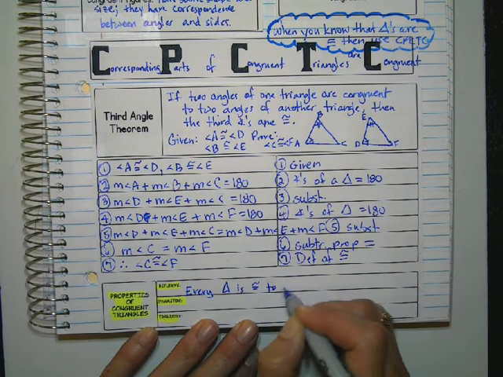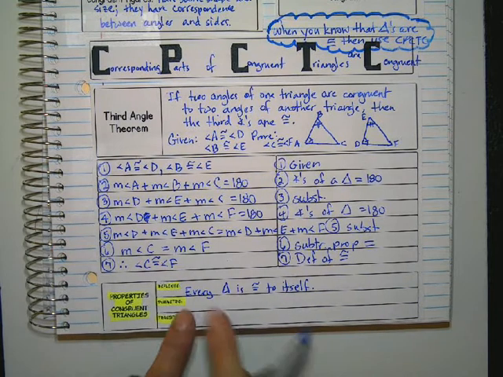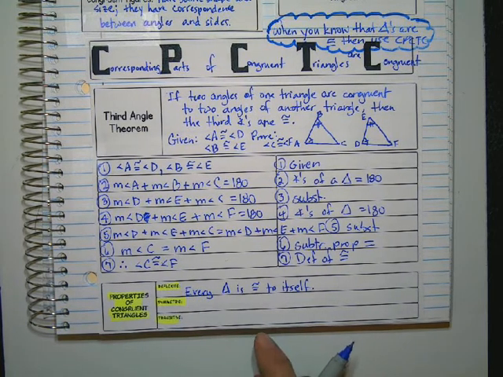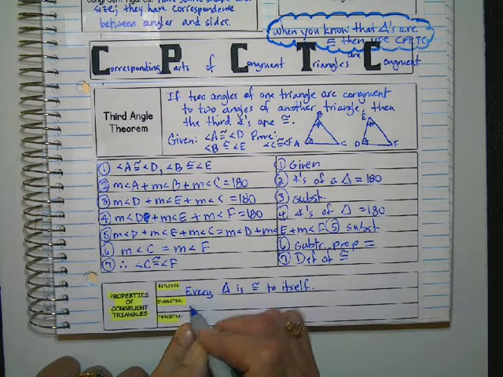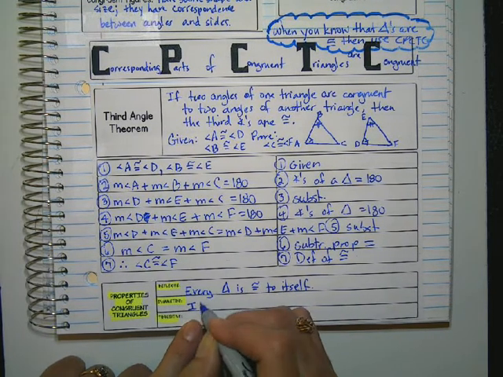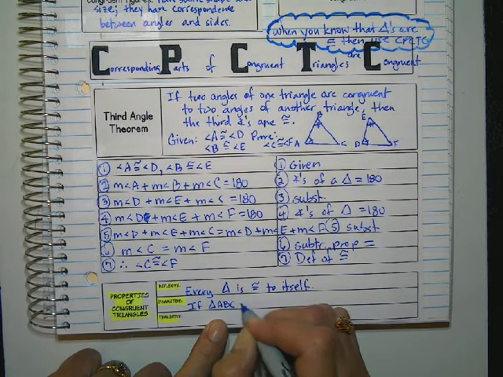Symmetric property, when we're relating to triangles, says if triangle ABC is congruent to triangle DEF, then triangle DEF is congruent to triangle ABC. So symmetric property, remember, just flip-flops it. Flip it over. Very good.